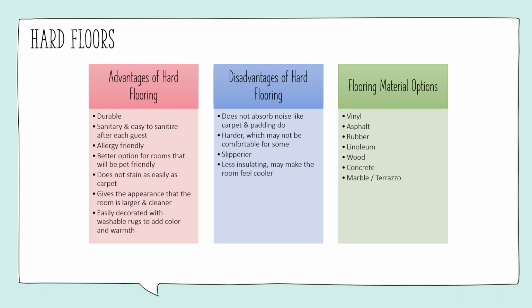Hard flooring comes in a variety of materials, all of which have a different purpose and require different cleaning. Vinyl flooring can be waxed or unwaxed. A hotel would choose a waxed vinyl flooring to protect it against heavy soiling.